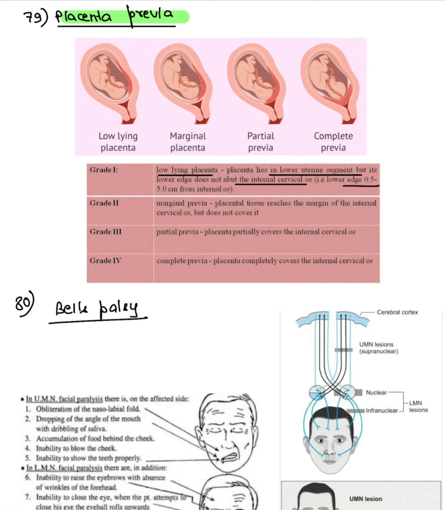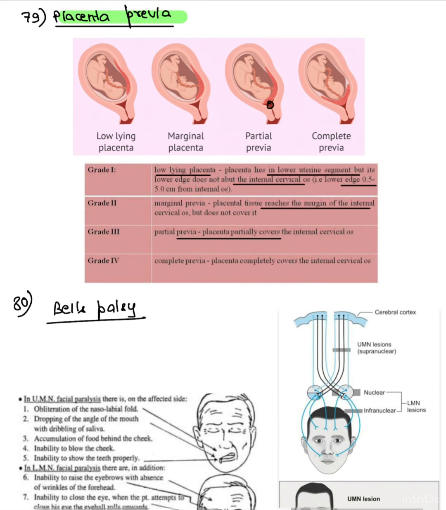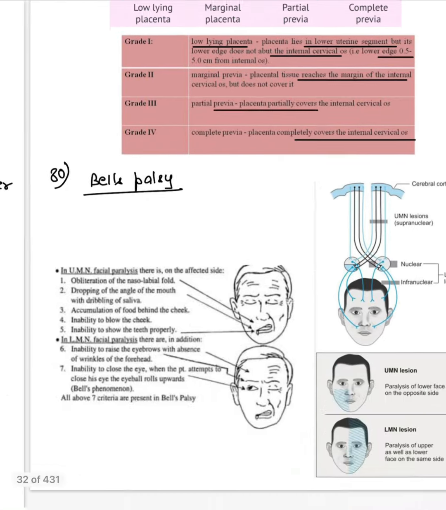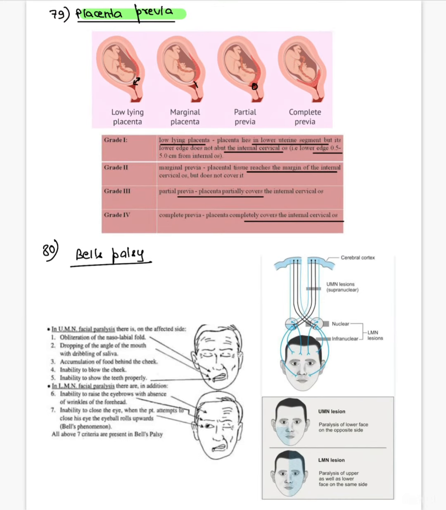Okay, that is around 0.5 to 1 to 2 centimeter away from the os. Grade 2, that is marginal placenta. It touches the margin of the os but does not cover it. Grade 3, partial, that is partially covering the os. Guys, have a look. Here it just touches the margin. Here there is a gap, guys. Okay, 1 to 2 centimeter. Here it does not touch. The next question, guys, that was a Bell's palsy.